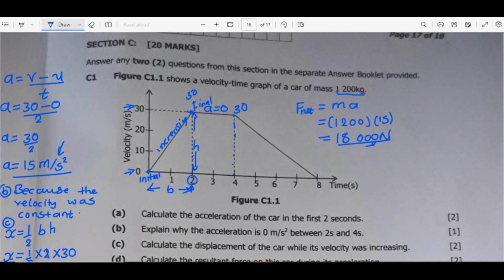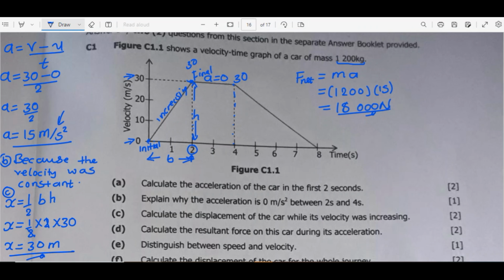Remember, for an object to move, there should be a force. The force that makes an object accelerate depends on the mass. So the amount of force you apply to a certain object depends on the mass, for you to achieve whatever acceleration you want. So 18,000 newtons is the force needed to push this car to achieve an acceleration of 15 meters per second squared. For every 1 second, 15 meters per second must be achieved.